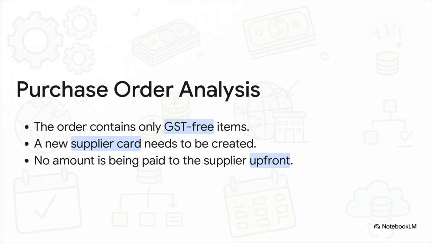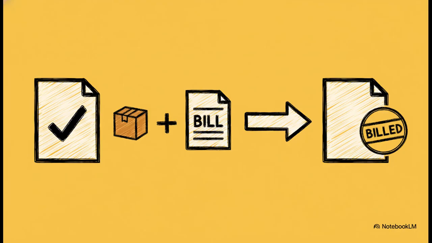First, all items listed are GST-free. Second, as this is a new supplier, a new contact card must be created in the system. And third, no payment is made at this stage. This document simply formalizes the order. As the source material explains, the next step occurs when the goods are delivered and the supplier's tax invoice is received. At this point, the approved purchase order is updated in the system by marking it as billed.